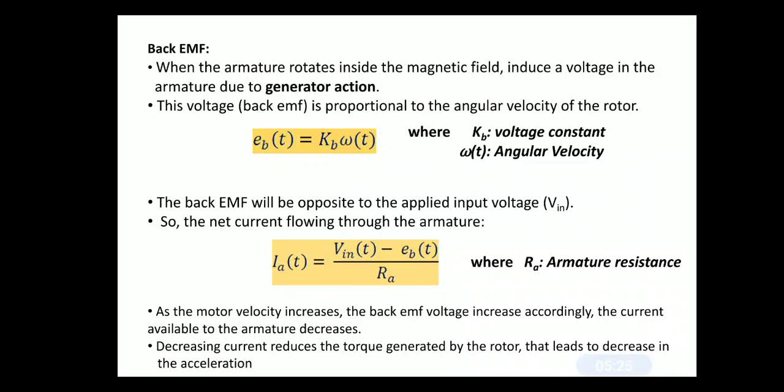And as the armature current decreases, from the torque equation we saw earlier, the torque is directly proportional to armature current. Since armature current decreases as speed increases, there will be a resultant decrease in the torque of the motor. We can say a motor's torque will be maximum at the start, and it will slowly decrease as the motor progresses in terms of velocity.